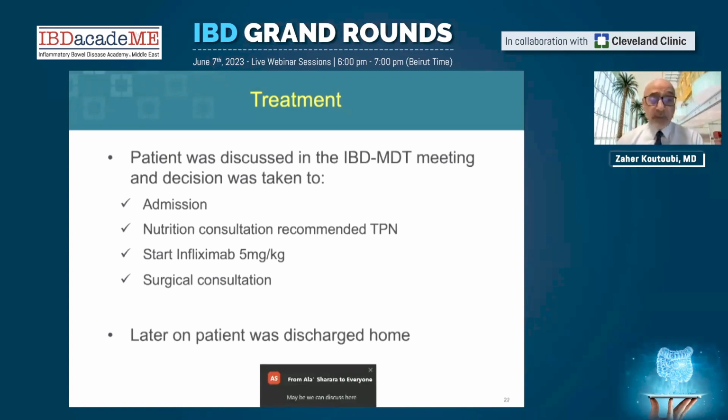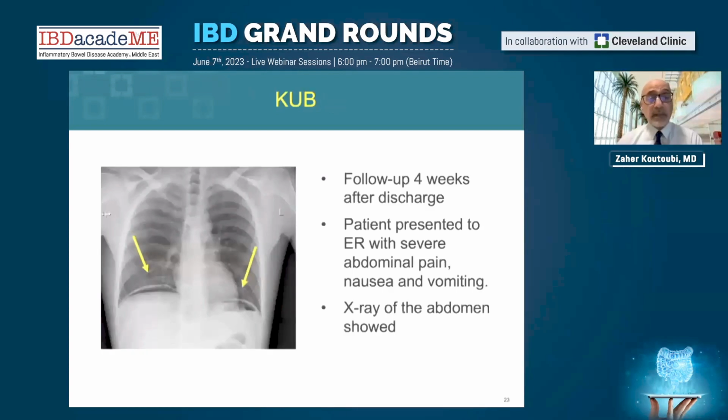So we discussed in our IBD meeting, a multidisciplinary meeting also attended by a colorectal surgeon, radiologist, and pathologist, and we decided to admit him for a nutrition consultation, to put him on TPN because he is malnourished with a very low BMI, to put him on infliximab, and to obtain a surgical consultation for their opinion regarding the small bowel obstruction. Later on, the patient was discharged home to be followed in the outpatient clinic.